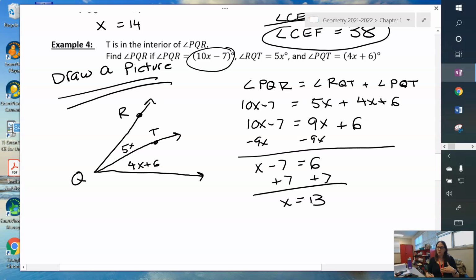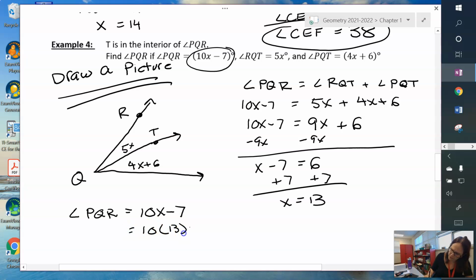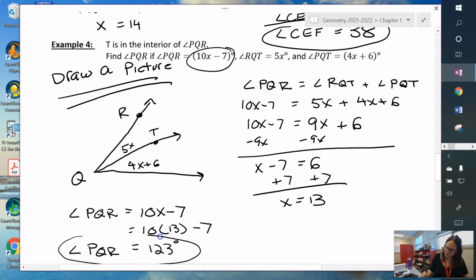Now what I need to know is the measure of angle PQR. So I'm just going to plug in my x to PQR. I know angle PQR equals 10x minus 7. So plug that 13 in. 10 times 13 minus 7. Grab your calculator if you have to. Otherwise, 10 times 13 is 130, minus 7, 123. Your units are degrees. That little circle up there means degrees. So that's your answer.